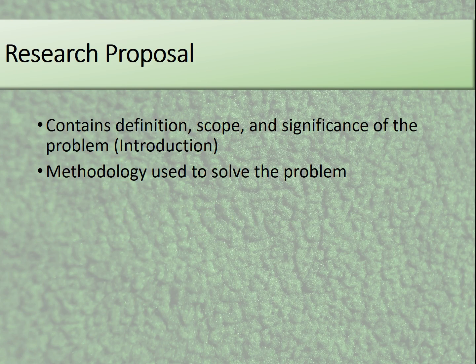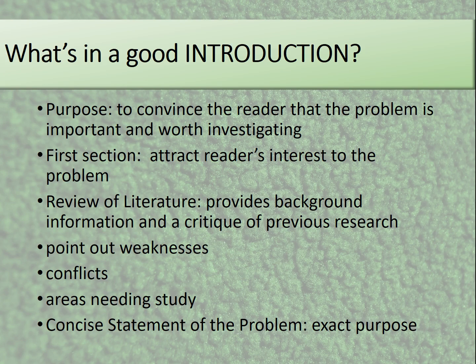It contains definition, scope, and significance of the problem, introduction, and the methodology used to solve the problem. In a 4-section thesis or dissertation, introduction, method, results, and discussion, the proposal consists of the first 2 sections. In studies using a 5-section format, in which the review of literature is the second, the proposal includes the first 3 sections.